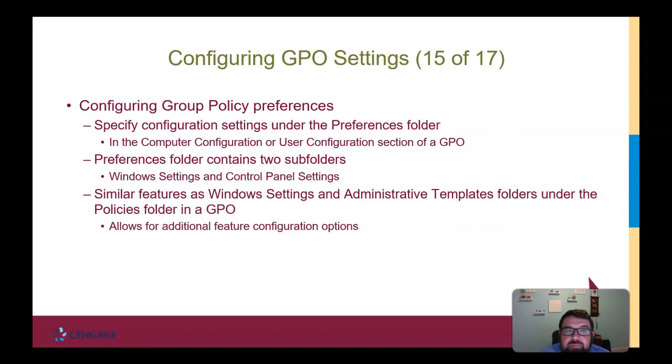Group policy preferences are under the preferences folder. It contains two subfolders, Windows settings and control panel settings. It's very similar to the administrative templates area, with similar features, and it allows for additional feature configuration options. But for the most part, you're going to be under Windows settings and administrative templates, not usually preferences.